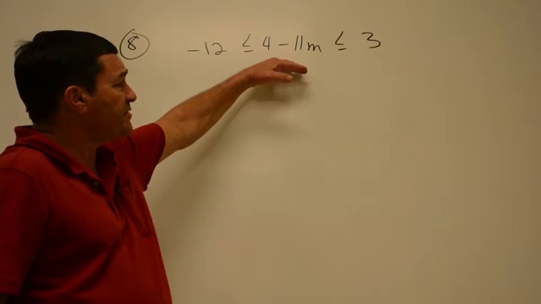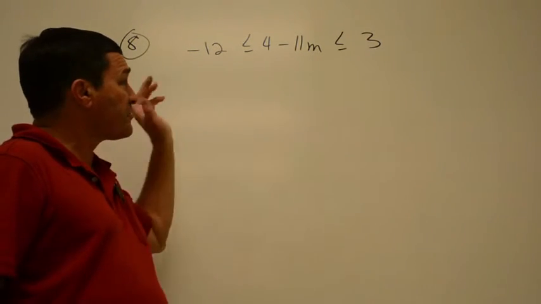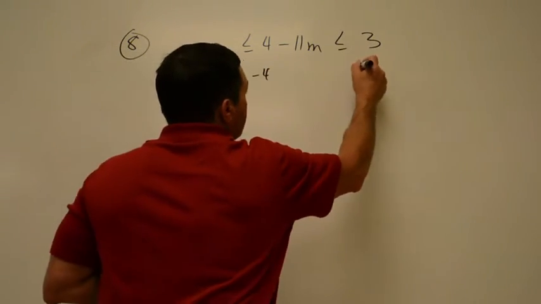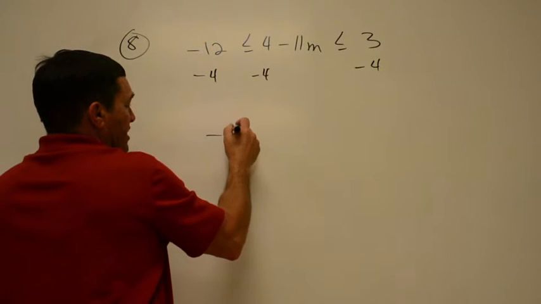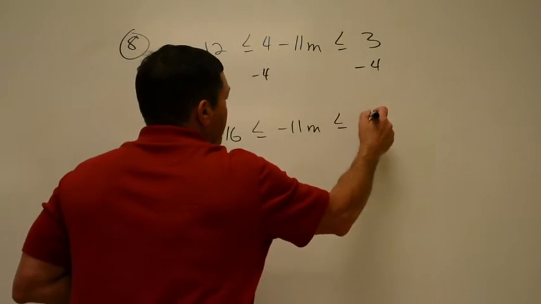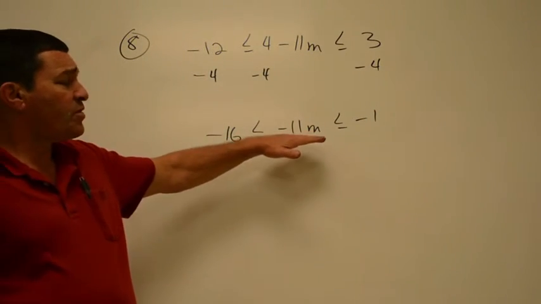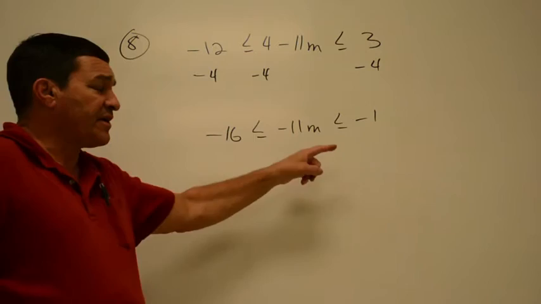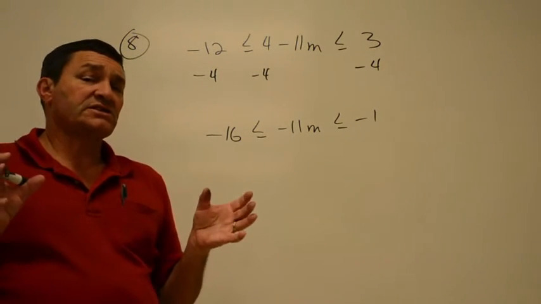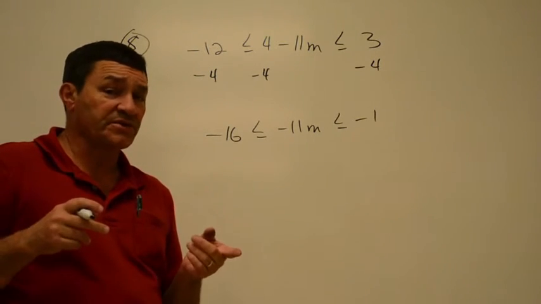I want to solve this for the variable m. I want to get the m by itself, so I'm going to do the same thing to all three sides. I'm going to subtract 4 from all three sides. And that'll give us negative 16 is less than or equal to negative 11m is less than or equal to negative 1. Now, in order to solve this for m, I need to divide all three parts by negative 11. And that's the time where you have an exception when solving inequalities is different with equations.